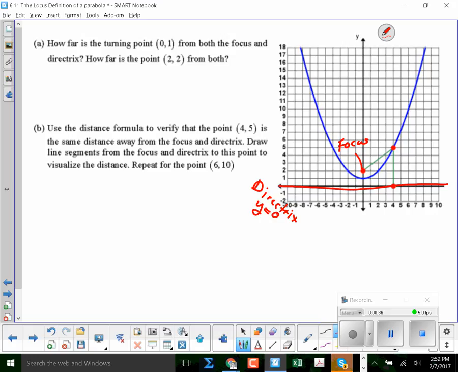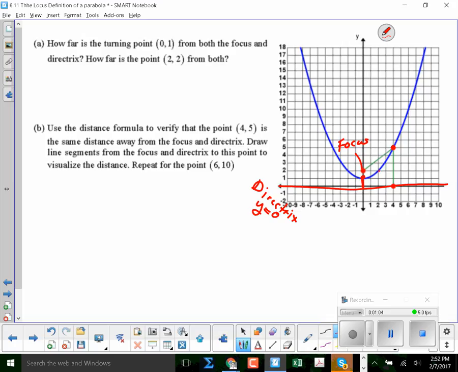Okay? Now, if you look at this point that's on the parabola, let's take an easier one. Let's take this point that's on the parabola. How far away is it from the directrix? It's 1 unit away, right? How far away is it from the focus? 1. So it's got the same distance from the directrix as it does from the focus. That's the definition of a parabola.